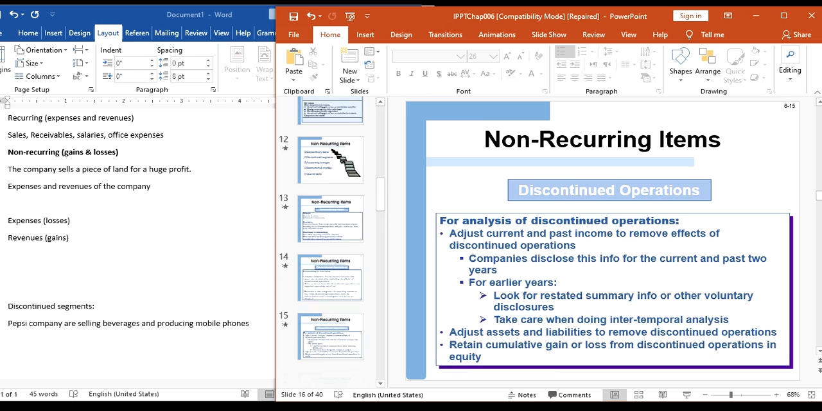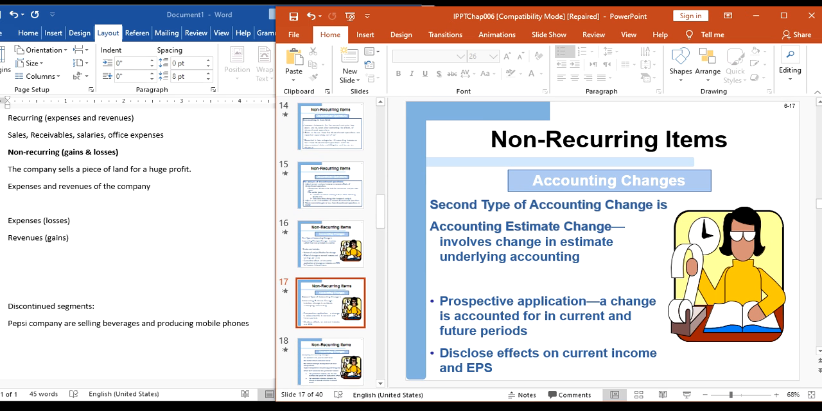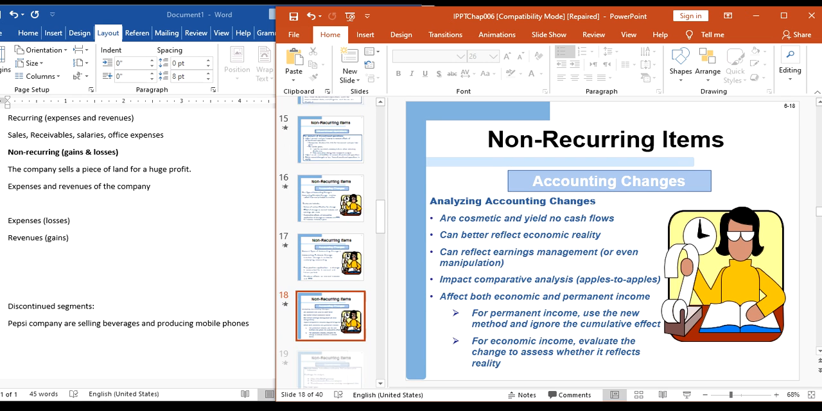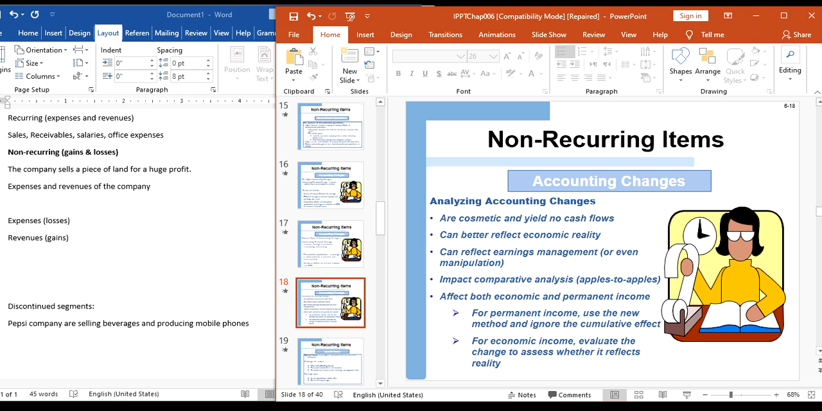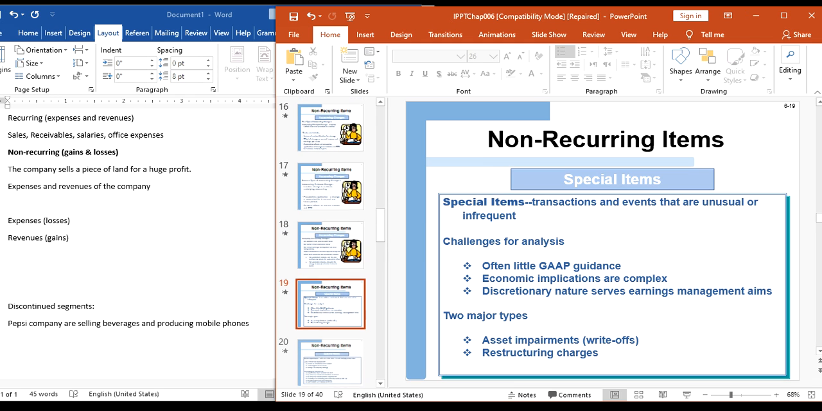Okay, and these slides are talking about that in detail, and we will have problems and exercises practicing on these concepts. So these are the special items: transactions and events that are unusual or infrequent, so it all comes to the same.